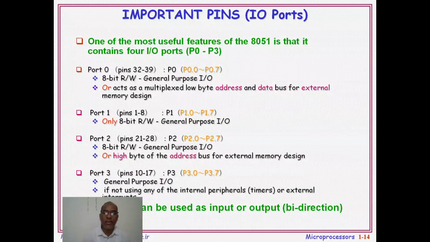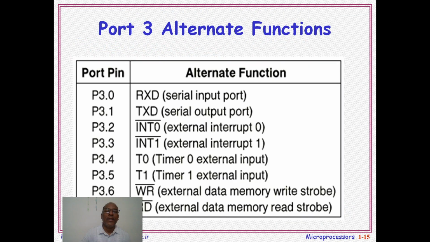If not using any of the internal peripherals, timer or external interrupts, each port can be used as input or output in bidirectional mode. What is the alternate function of port 3? We know that this port is used in bidirectional or multiplexed mode. Then P3.0 can be used as RxD, that means serial input port. Then P3.1 is used as TxD, that means serial output port.